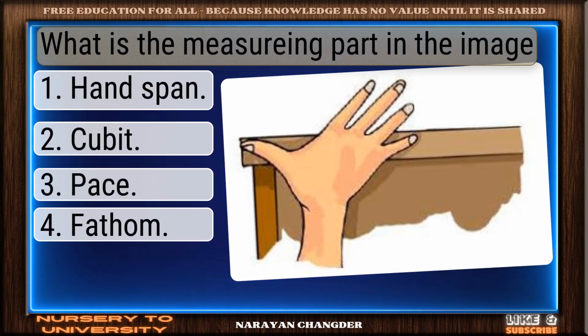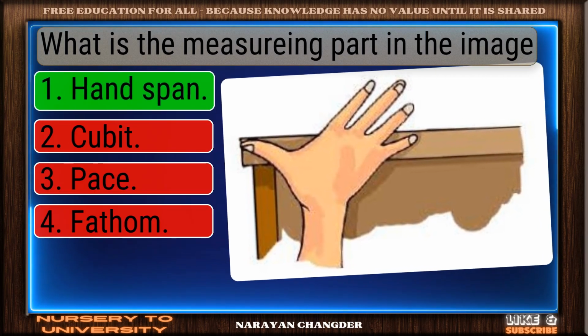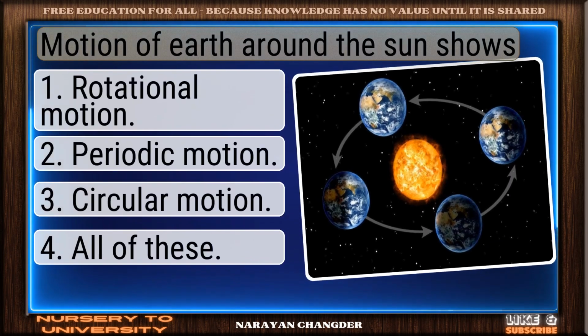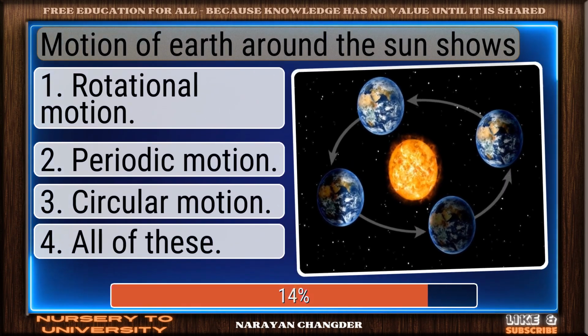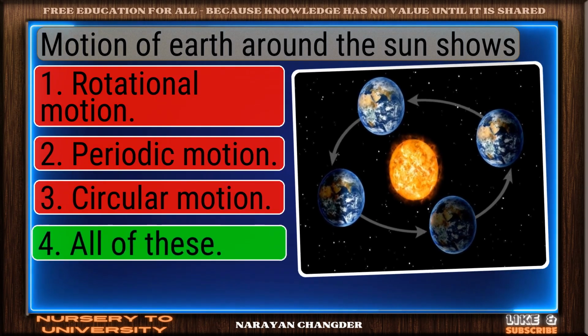What is the measuring part in the image? Good thinking. Handspan is the right answer. Motion of Earth around the Sun shows. Great thinking. All of these is the right choice.